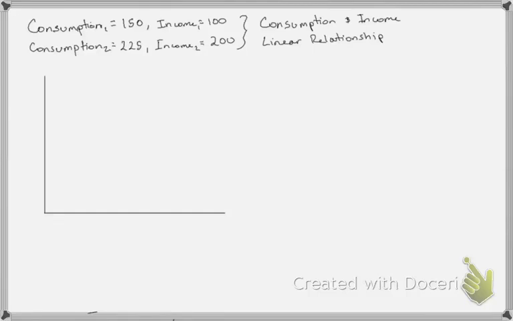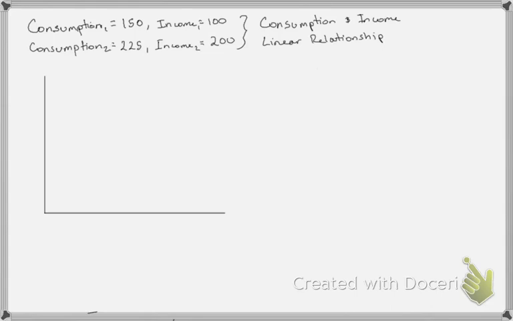All right, so we've got a couple questions here that are asking us about deriving a linear curve. I've given you a couple pieces of information about an individual's consumption and their income. Specifically, we start with consumption equal to 150 when income is equal to 100, and then consumption goes up to 225 when income rises to 200. So we made the assumption here that our income and our consumption are linearly related.